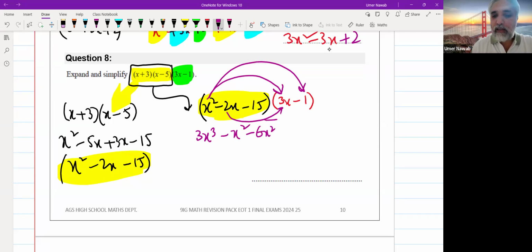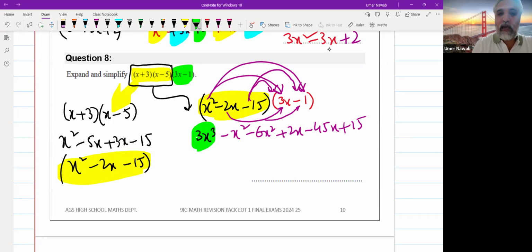Then negative 2x multiplied with negative 1, very important, negative 2x times negative 1 is plus 2x. Do you challenge me? This is the right way, guys. Negative 15 times 3x is negative 45x. Negative 15 times negative 1 is 15. Now 3x cubed is an isolated term. I'm going to copy it.